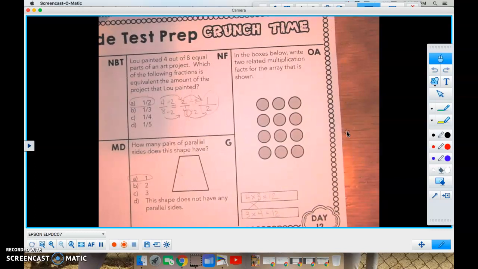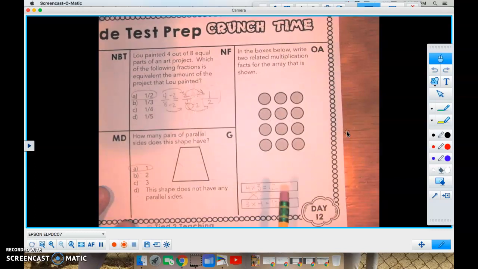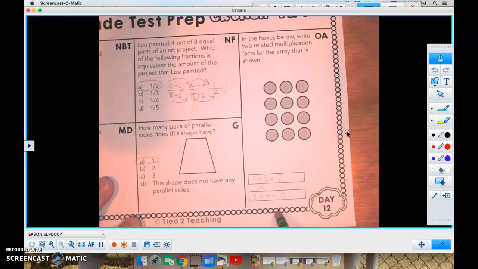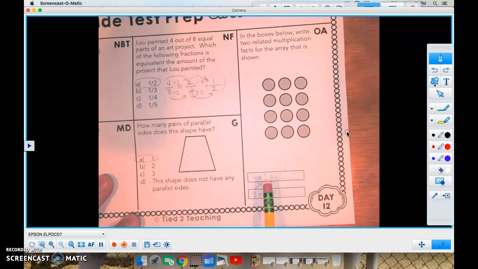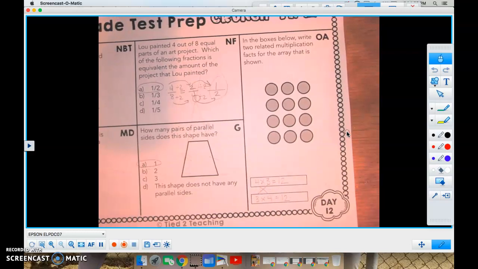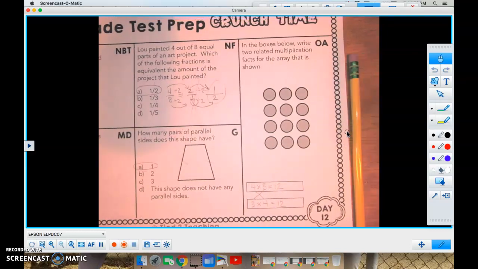Anyone remember the name of that property? Okay, if you remember the name of that property, hit me up with Google Classroom and let me know what property that is, okay? What property of multiplication is that? I'll give you a bonus point or a gold star or something excellent, okay?